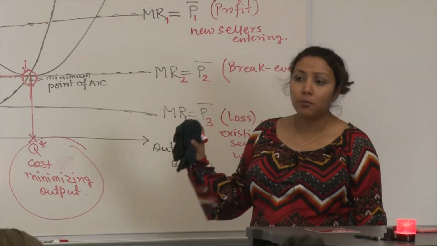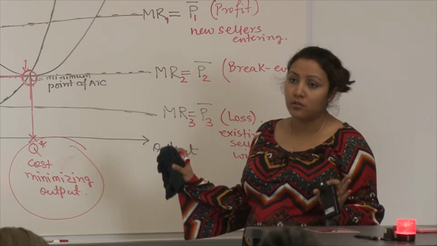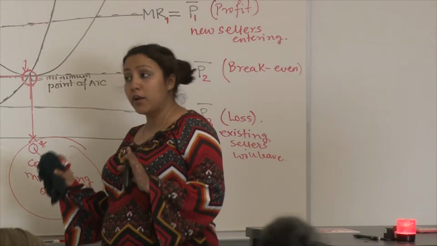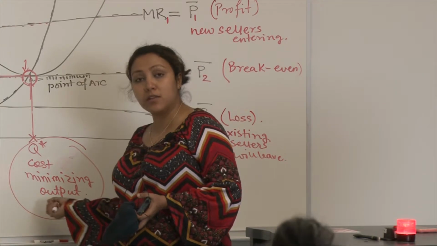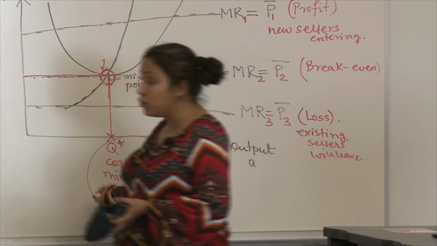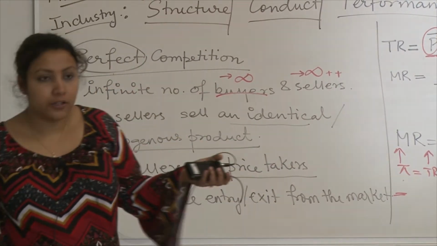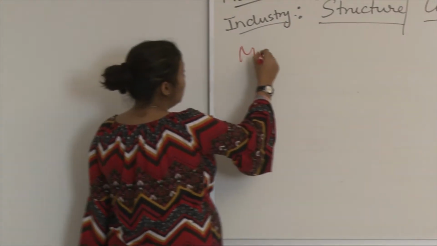So in perfect competition, that is all you have to know: whether there is profit or loss in the market, it will eventually move towards break even, and when the market moves towards break even, then the market produces the cost minimizing level of output. If the market produces the cost minimizing level of output, that is why we call this the most efficient market structure, because it is able to fulfill the objective, because the objective of any seller, the objective of any market should be cost minimization.